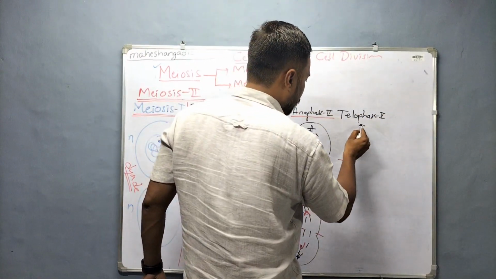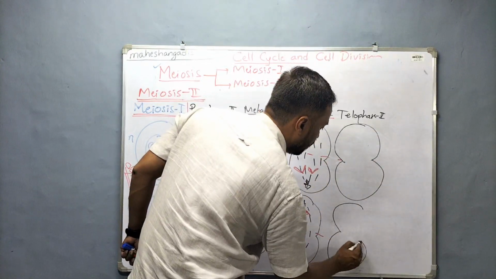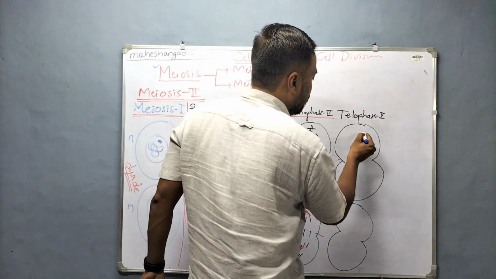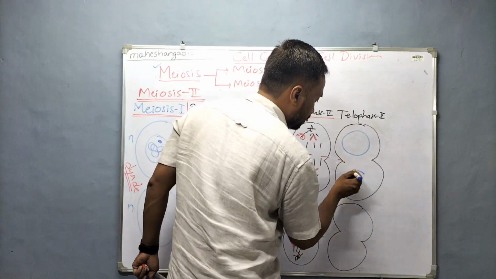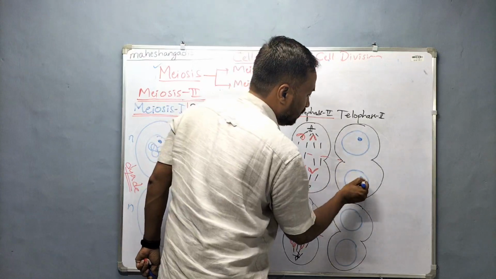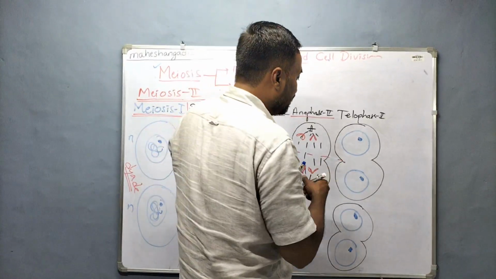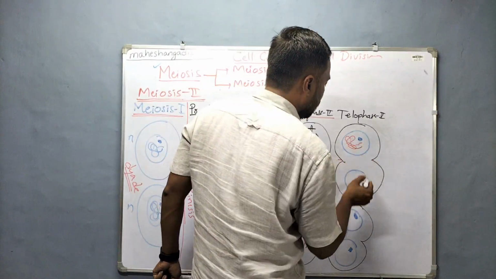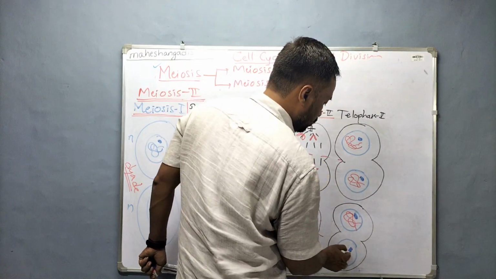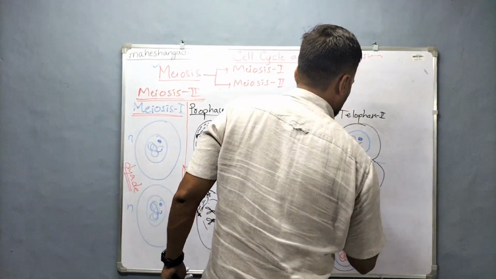See here, in telophase 2, all the changes that occurred in prophase will reverse. That means the nuclear membrane reappears, the nucleolus reappears, and the chromosomes decondense and become thin chromatin, like this. Chromosomes decondense and become thin chromatin. This happens during the what?